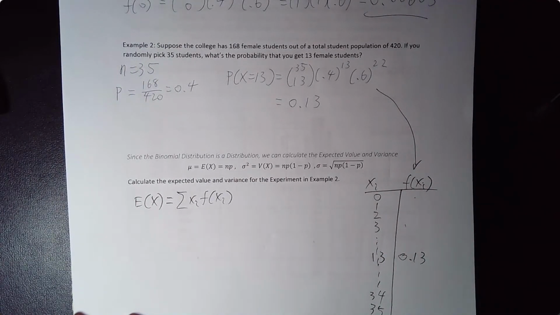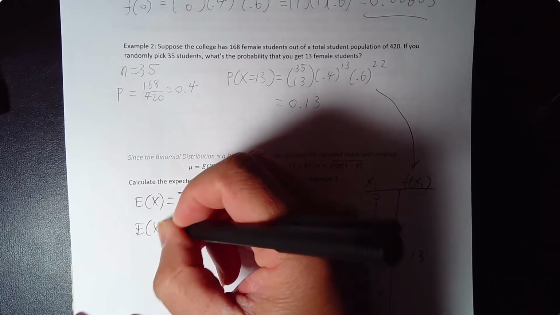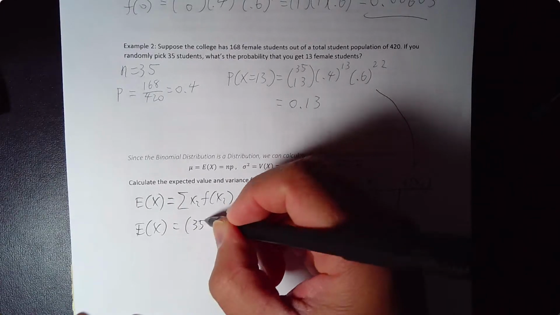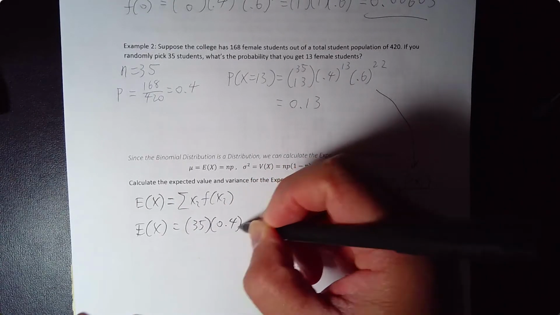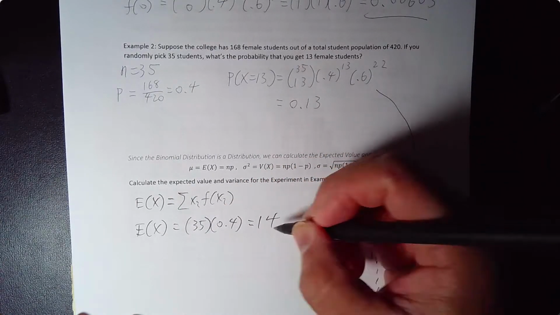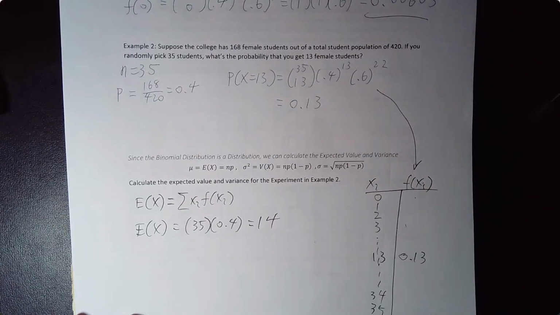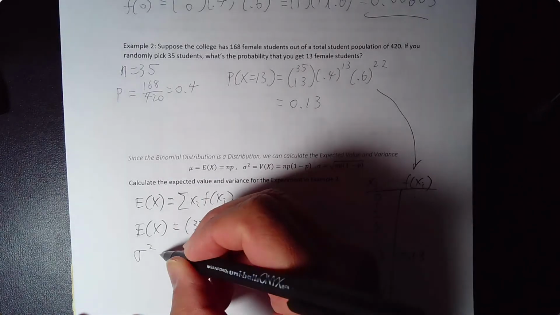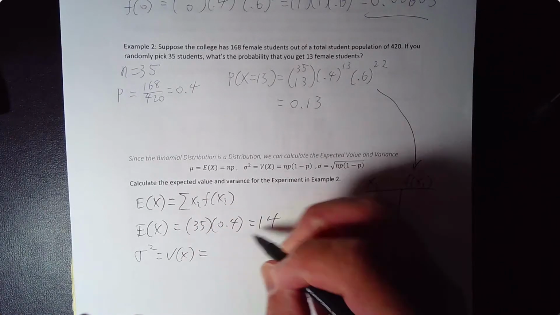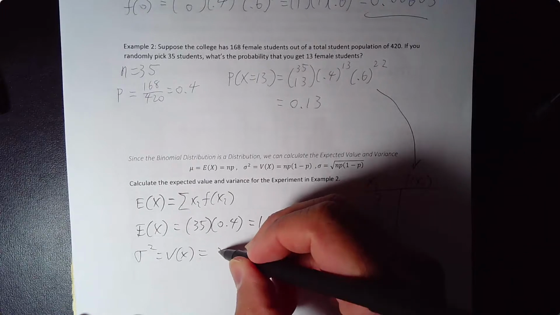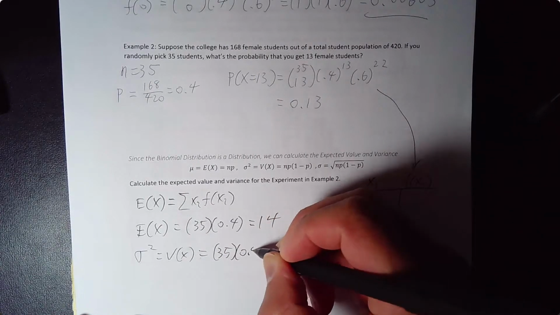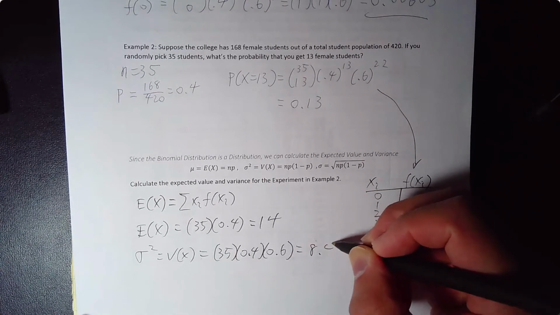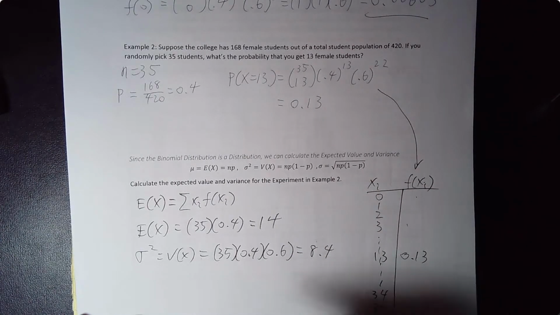So instead, our expected value of x, we can use this formula. It's just n times p. So just 35 times 0.4, which then just equals 14. Much faster. What about variance? Well, that's sigma squared. Sigma squared equals the variance of x, which we would just use this formula. So 35 times 0.4 times 0.6, that's going to give you 8.4. Very convenient.